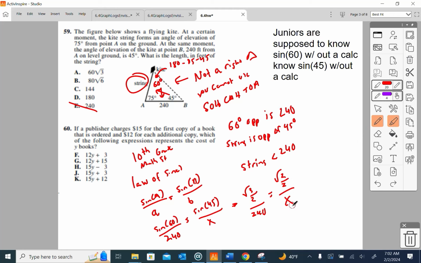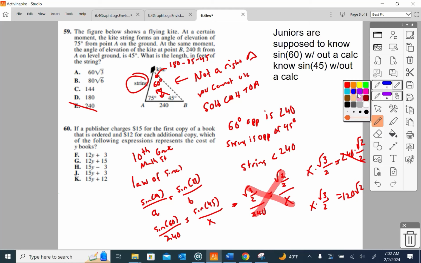I'm going to use a technique here called cross multiplication. X times the root 3 over 2 must equal 240 times root 2 over 2. Half of 240 is 120, so 120 roots of 2. And I still have x times root 3 over 2. The idea here is to fix this by multiplying by its reciprocal. And if I do it to one side, I do it to the other. But anyways, cancel, cancel, cancel. So x is 120 root 2 times 2 over root 3.